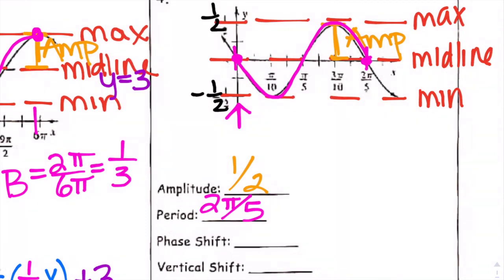And then our phase shift, our starting x value here is at x equals 0, so our phase shift is 0. And then our vertical shift, our midline is at y equals 0, so we have a vertical shift of 0 as well.